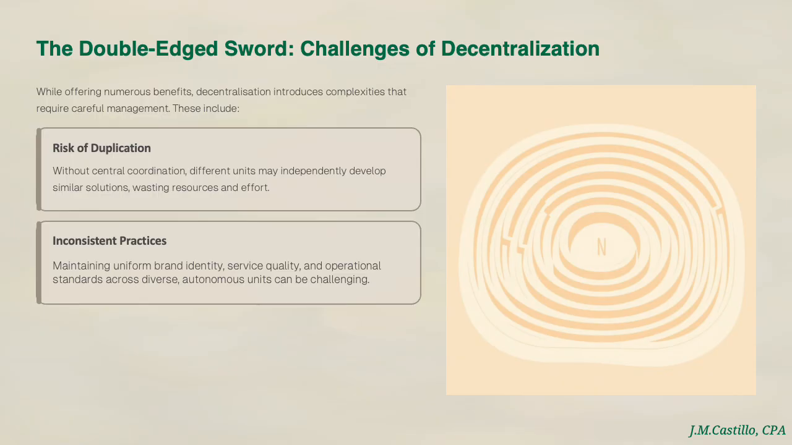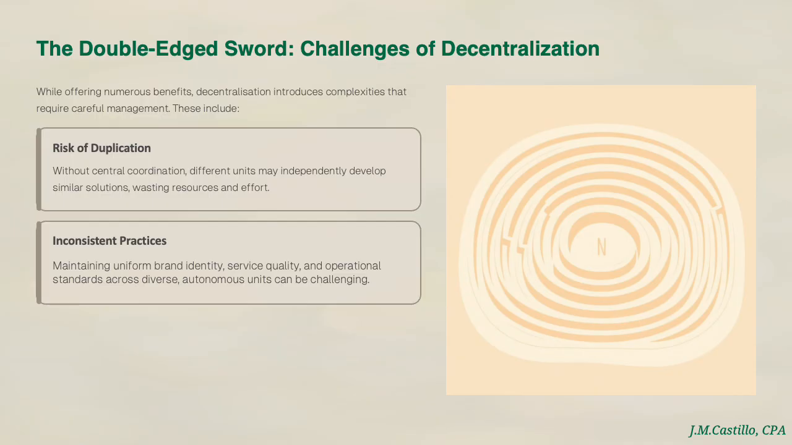And lastly, inconsistent practices. So, maintaining uniform brand identity, service quality, and operational standards across diverse autonomous units can be challenging. So, mahirap pag-implement ng brand identity or service quality lalo na kung magkakaiba ng units. So, pwedeng yung brand na ito, branch na ito ay ganito ang serbisyo, sa branch number 2, a different one. So, that branch number 3 is iba rin.